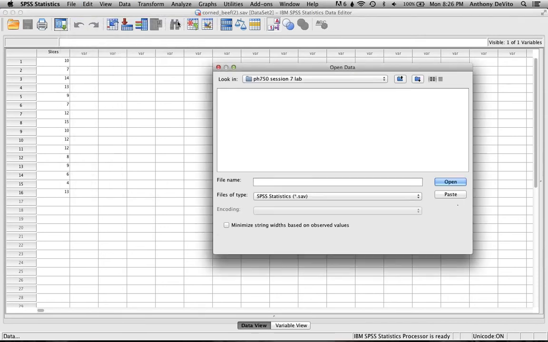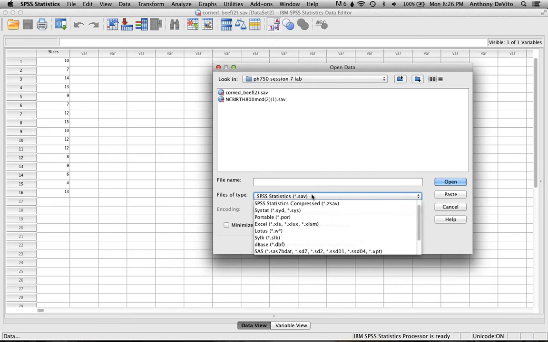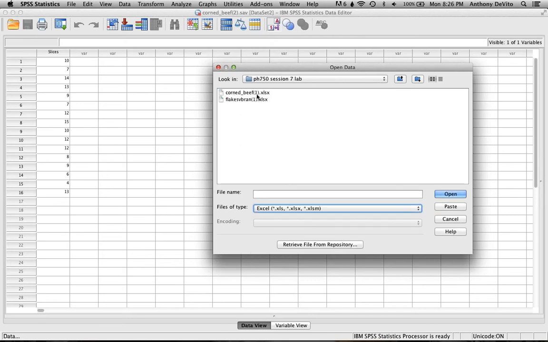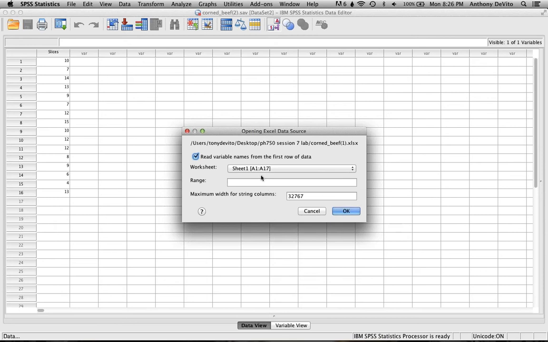Open data. I go to the same place. I don't see the Excel file here in that folder with all my files because it's only looking for .sav files, SPSS files. If I go down here and tell it, look for Excel files, well, now see it finds that corned beef file. And if I say open, it asks me a couple of quick questions. It says, oh, I see data between A1 and A17.